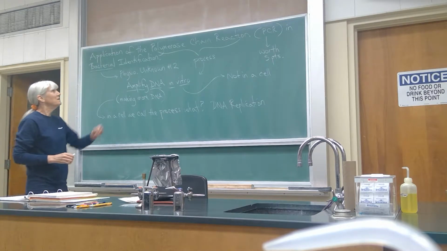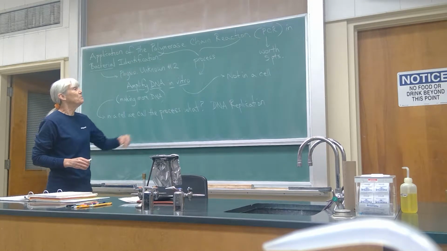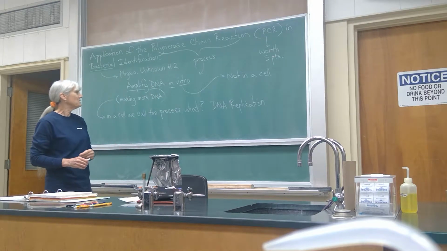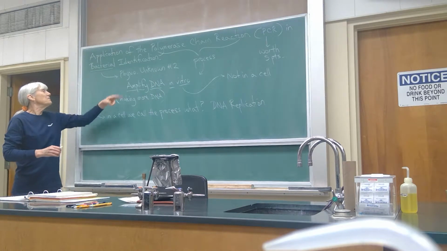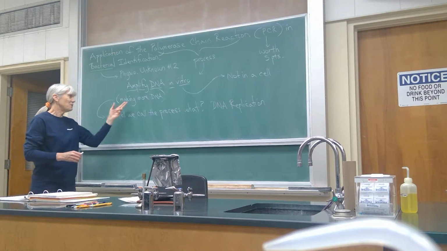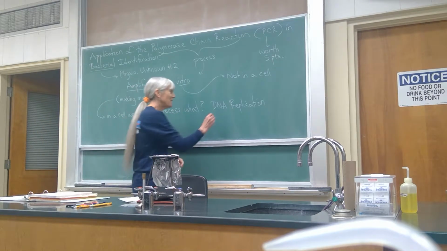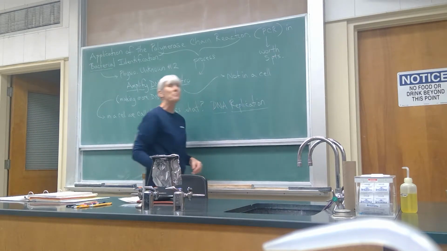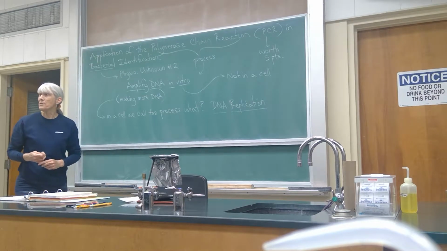So the process that is happening in a tube, not in a cell when you run a PCR, because it's happening in an artificial container. If you're looking at the same process happening in a cell, which is making more DNA, it's called DNA replication. That is a process, and you need to know that process.